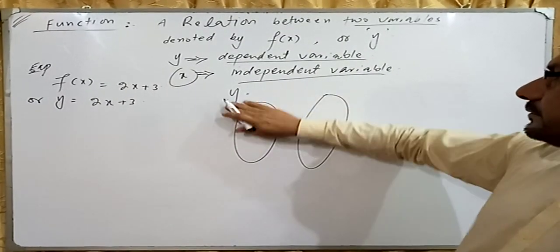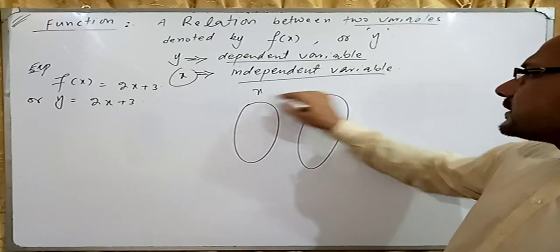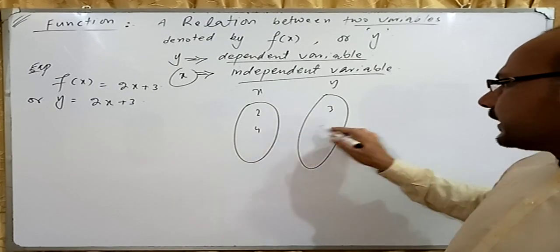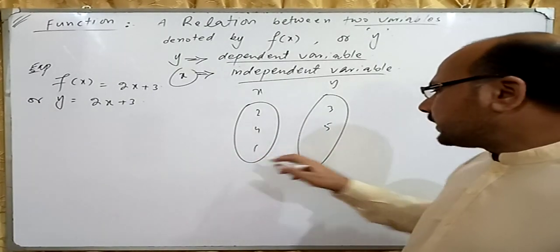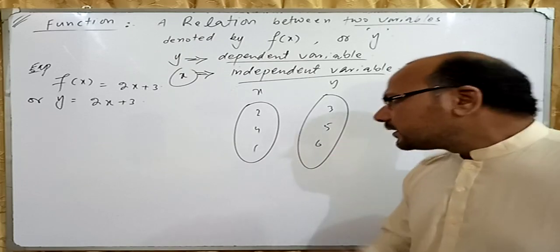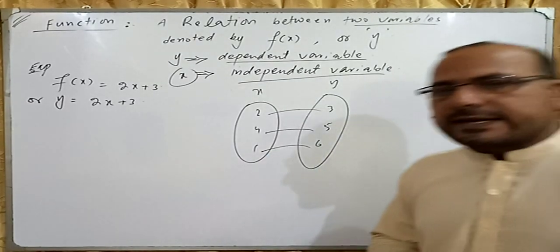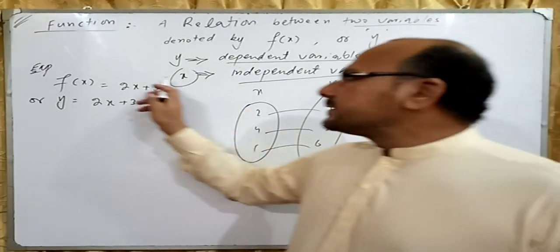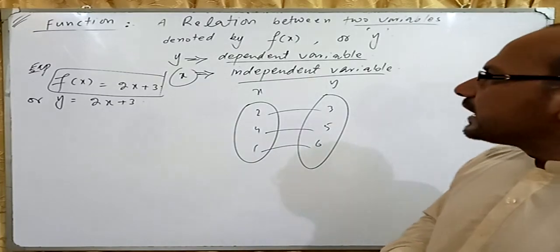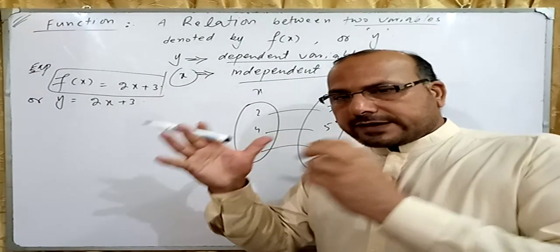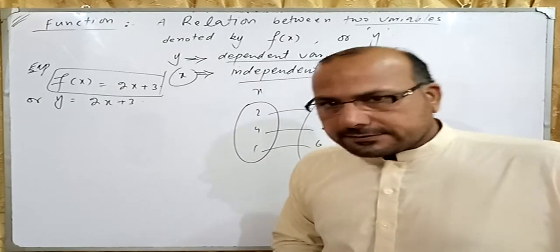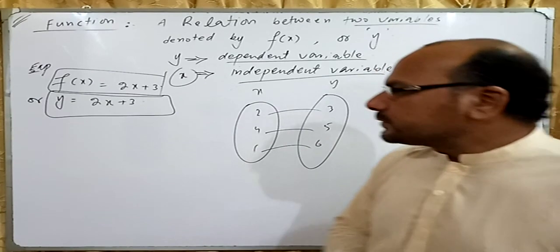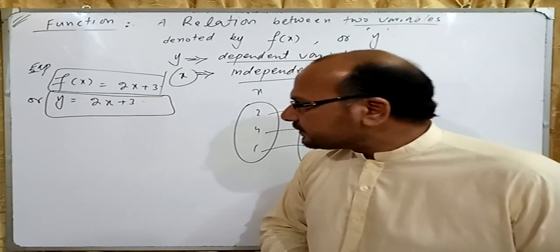Suppose we have the values of x and the values of y, for example 2, and here we have 3, here we have 4, and here we have 5, here we have 1, and here we have 6, like this. So this is basically showing the relation between these two variables. But how it shows the relation depends on the given condition. For example, if we have a relation of x and y in linear form, this is an example of the relation between the two variables x and y in the linear form.